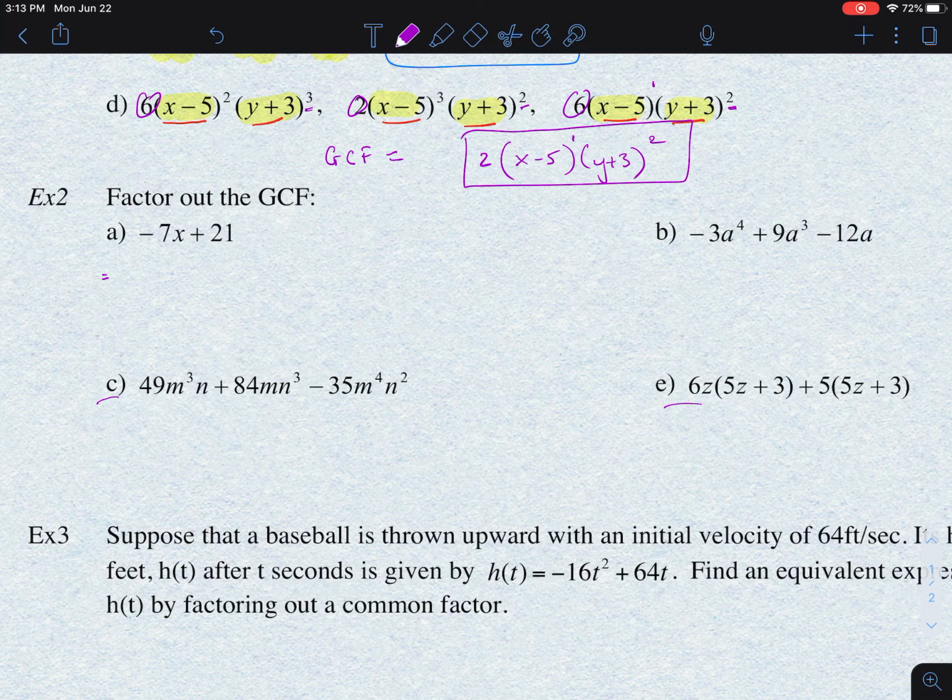So in this case, both 7 and 21 have a common factor of 7. Since the leading term has a negative, we want to factor out the negative 7. So that becomes just x minus 3. If we multiply this out, we get this. So factoring is kind of going backwards: rewrite it in factored form, or as a product of its factors, in a way that we can distribute to get the original polynomial.